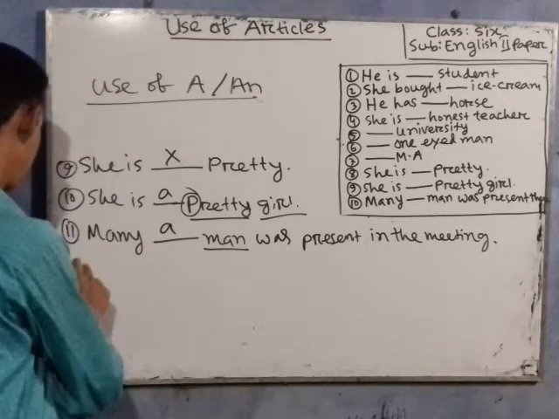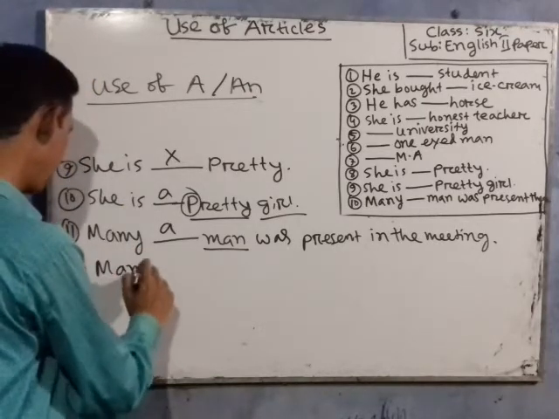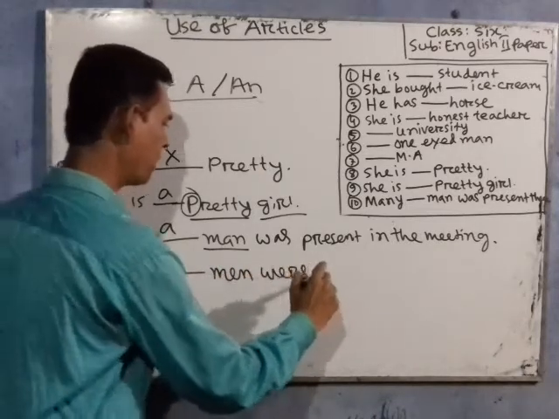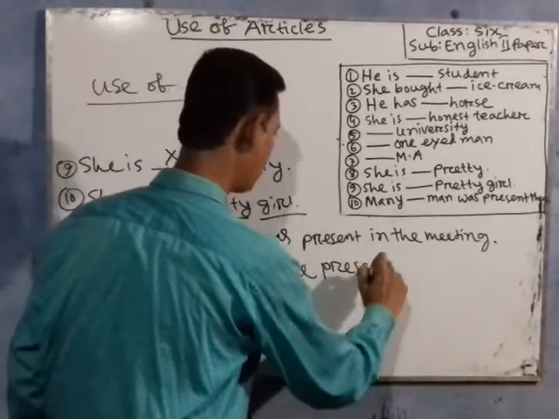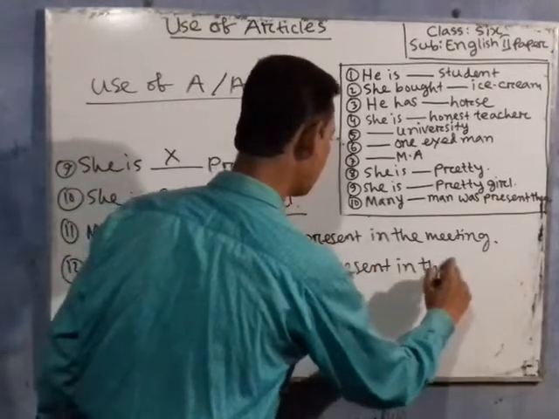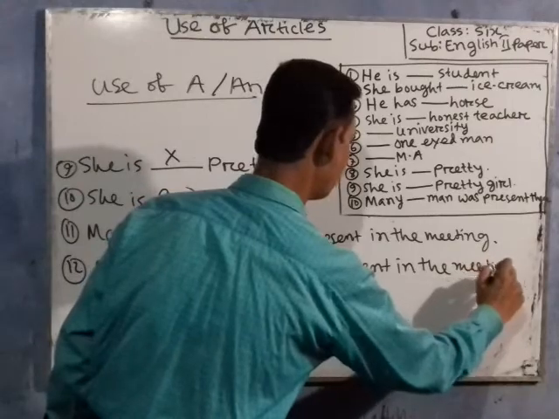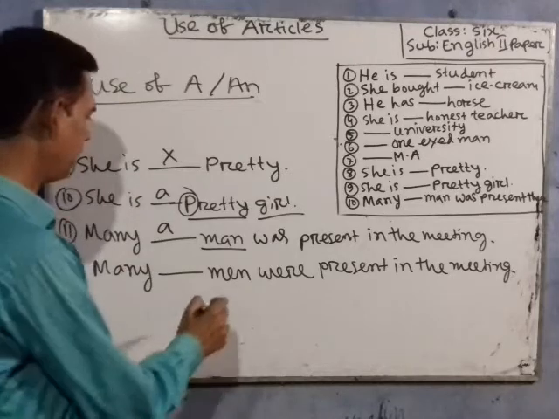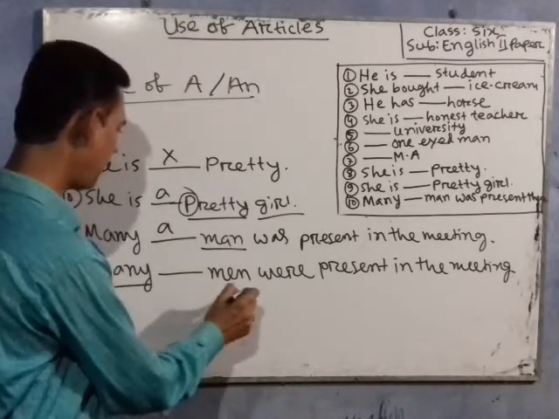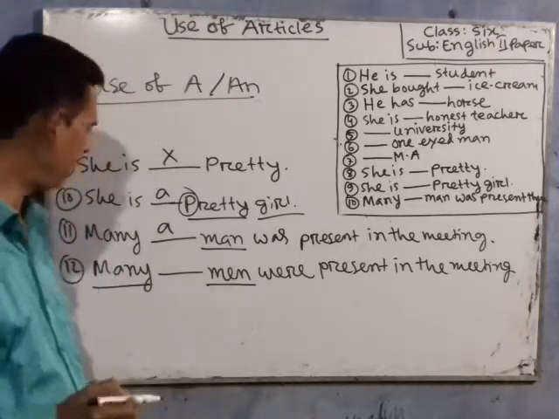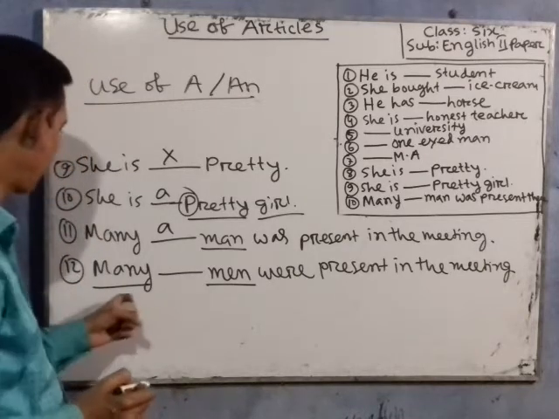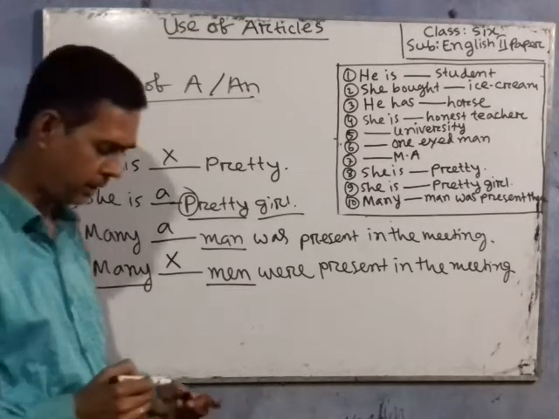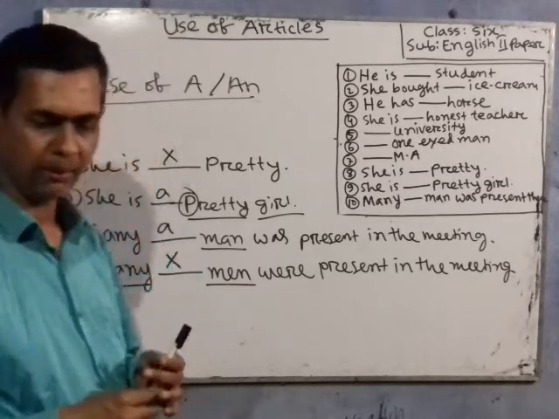But if there is a plural common noun after many, here no article will be used. For example, many dash men were present in the meeting. Many men were present in the meeting. Here many is given, but here a plural common noun is given. So you have to remember that if there is a plural common noun after many, no article will be used. Okay, understand everybody?